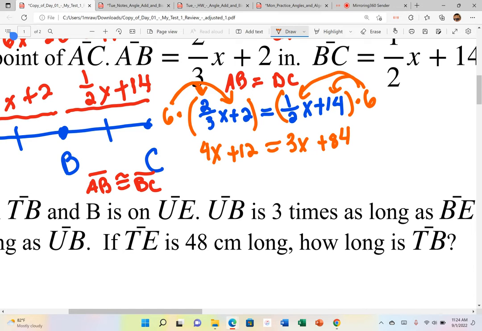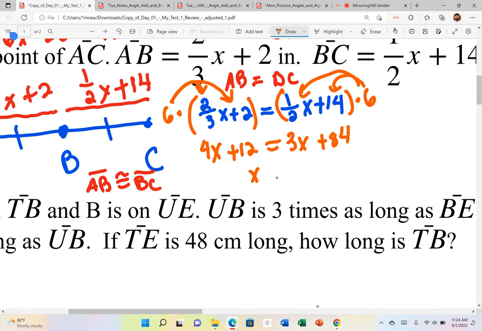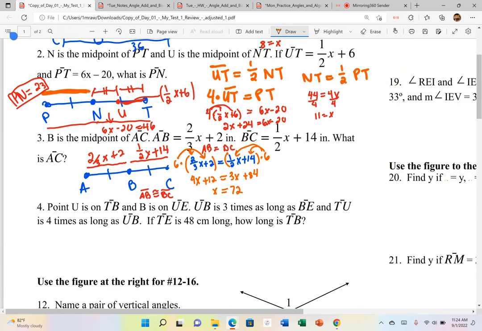From here, you can subtract 3x, and you get x equals. Subtract 12, and you get 72. So now I know x is 72, but that's not the answer, right? Okay? That's just x. The question's asking for AC, so it's asking for the whole entire segment.